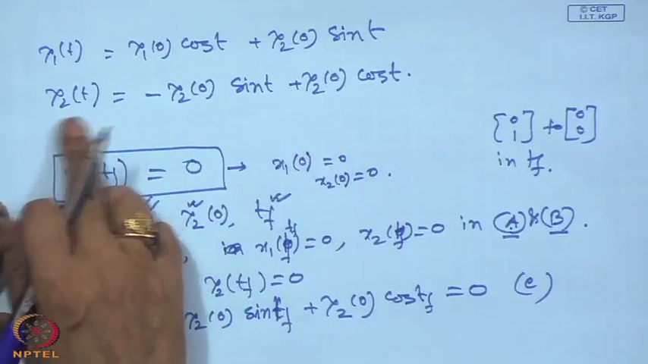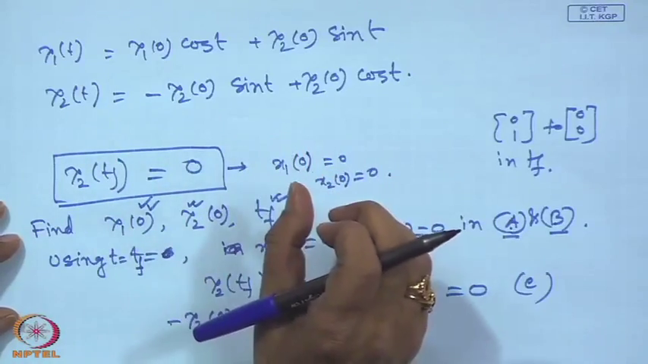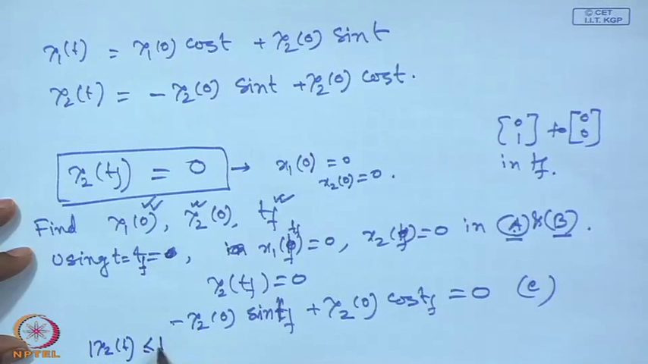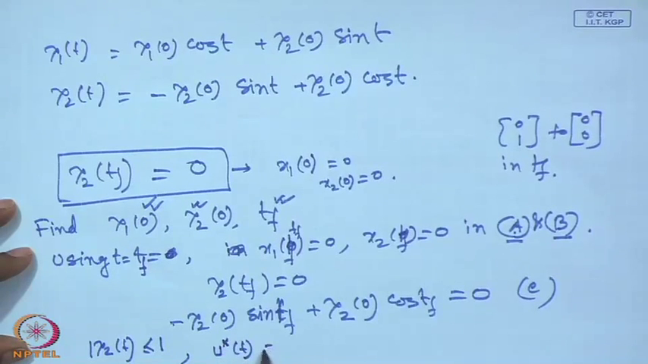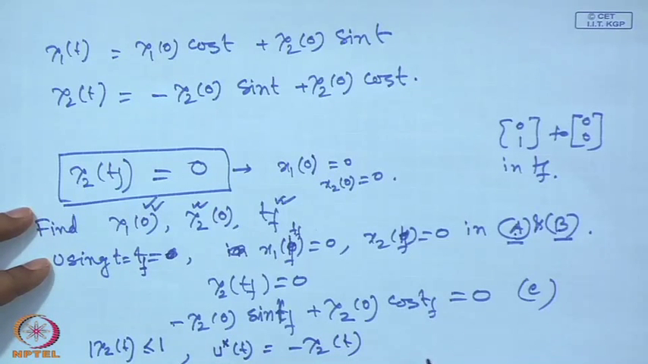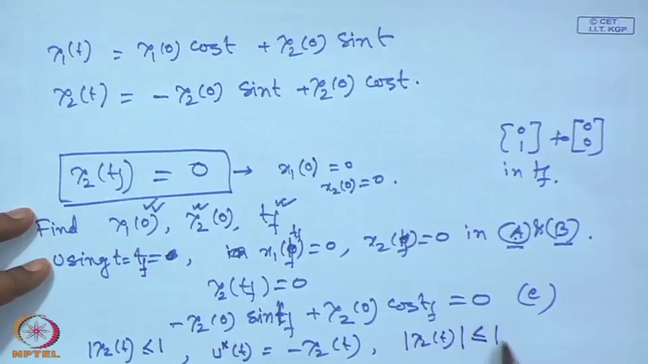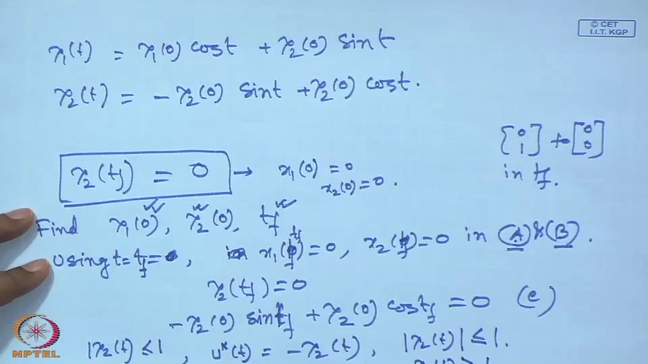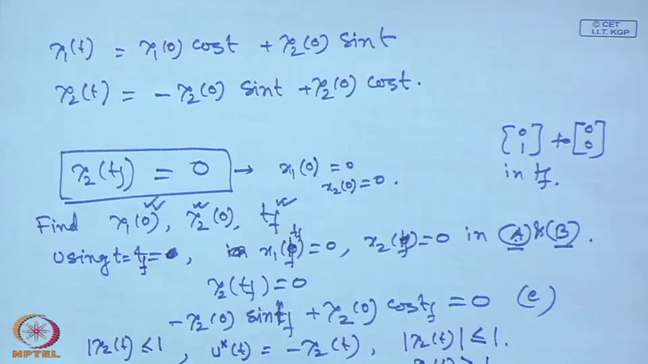So, we monitor lambda 2. When the mod of lambda 2 of t is less than or equal to 1, then we will take u star of t equal to minus lambda 2 of t. Agree? When lambda 2 of t is greater than 1, then u is minus 1. And you will switch to 1 when lambda 2 is less than minus 1.